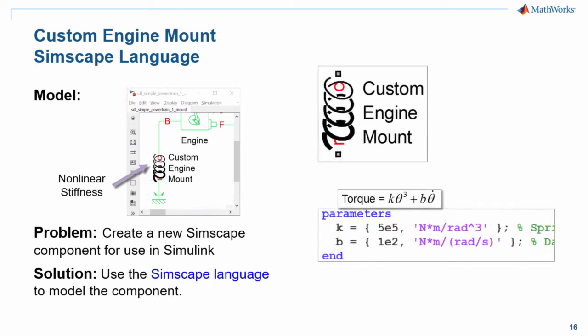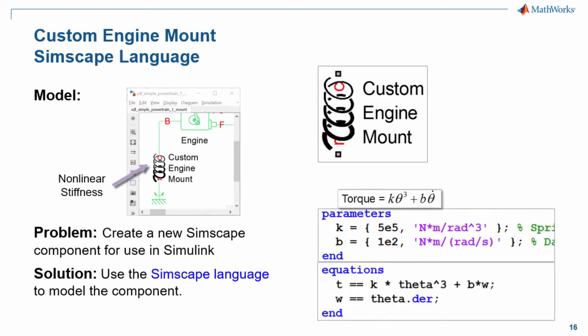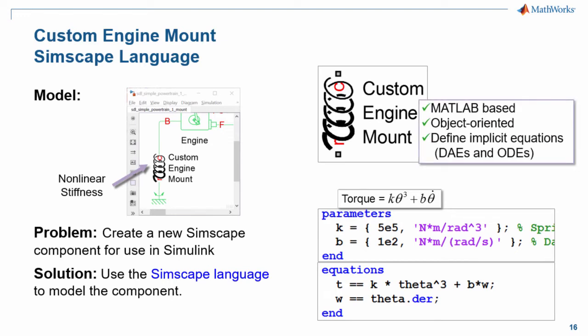For our engine mount, we have a custom equation. We will implement that equation in Simscape language. The Simscape language is MATLAB based, it's object oriented to improve reuse, and you can use it to define implicit equations, which include DAEs and ODEs. I will now switch over to the model so you can see what this looks like.